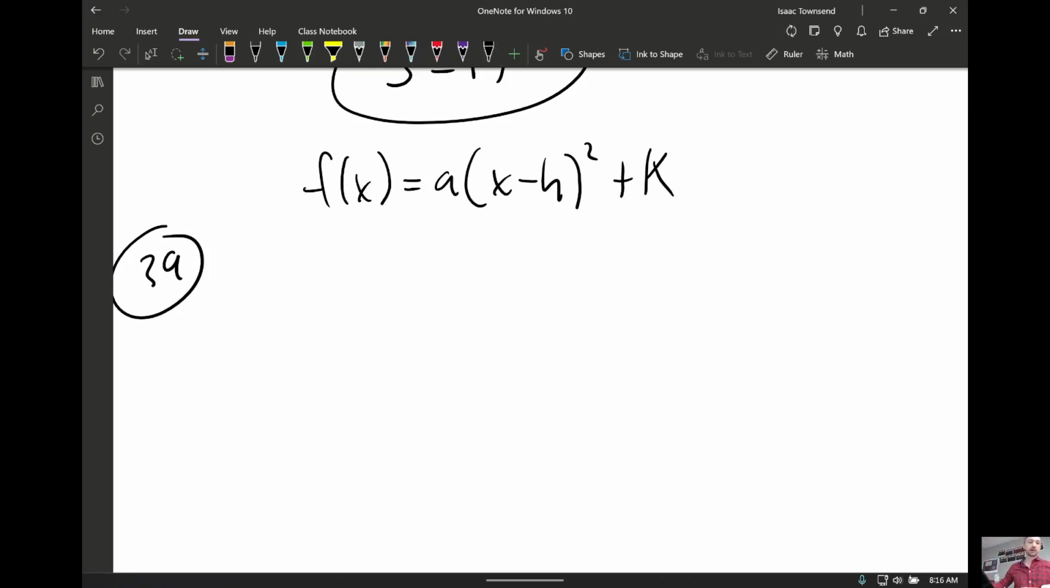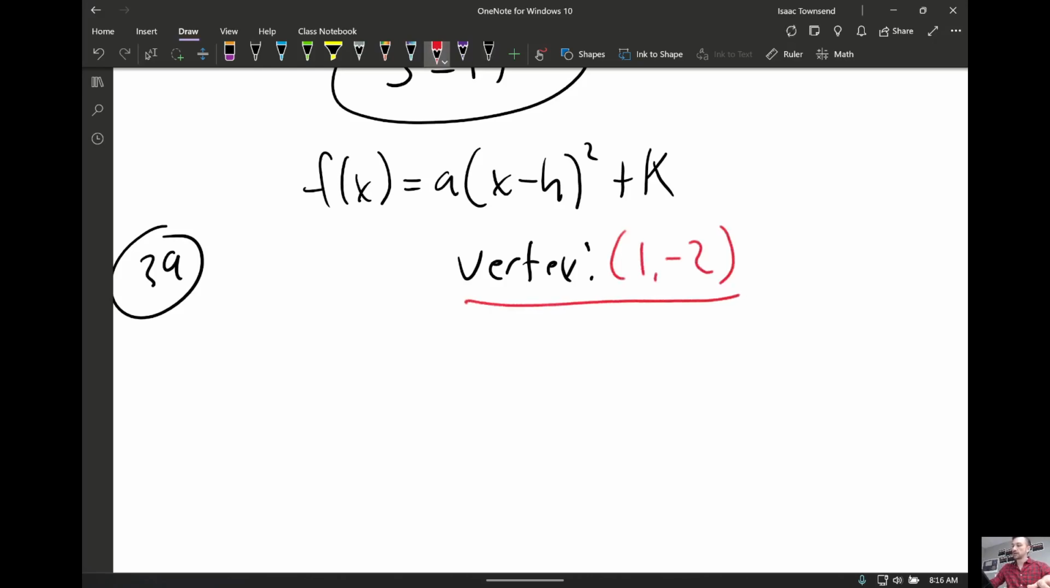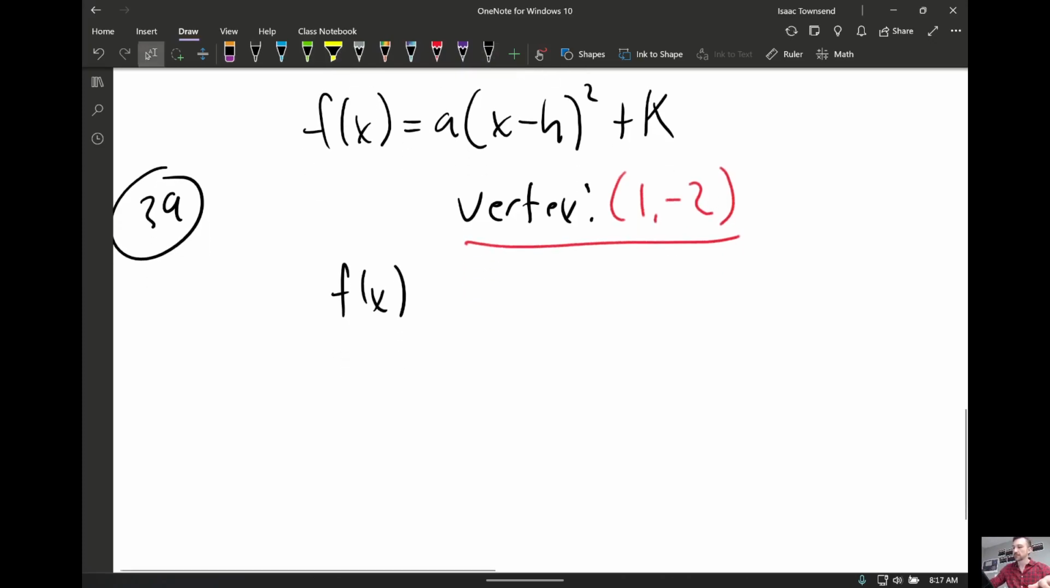Okay, in question 39, they tell you the vertex is at (1, -2). So that's your H and your K. You can plug 1 in for H, -2 in for K. Again, this looks opposite and this one does not look opposite, so don't let that throw you off. Also, don't forget the square here, because otherwise it's not a quadratic.